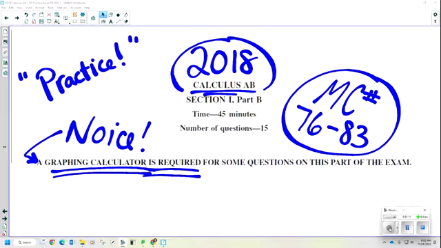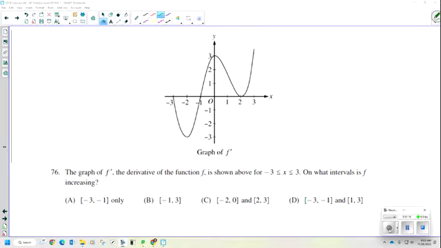Okay, let's begin. Graphs and charts and tables, yeah, man. I love them. Number 76 says, the graph of f prime, the derivative of the function f, is shown above from -3 to 3 on the x-axis inclusive. On which intervals is f increasing?